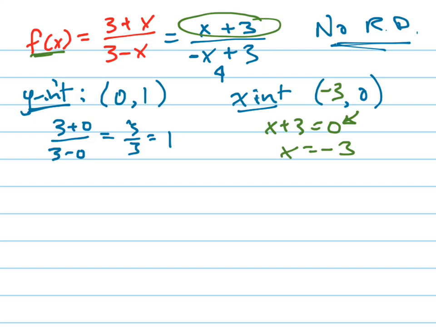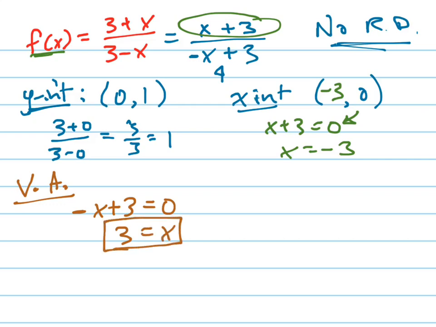Next, I'm going to find the vertical asymptotes. I'll do this in orange. Vertical asymptotes are found by setting the denominator equal to 0. So my denominator is negative x plus 3 equals 0. Add x to both sides and you get x equals 3. There's my vertical asymptote. Now my horizontal asymptotes I find by looking at the degrees. The degree of the top and the bottom are the same, and since they're the same, the horizontal asymptote is y equals negative 1, which determines what's going to happen toward infinity and negative infinity.